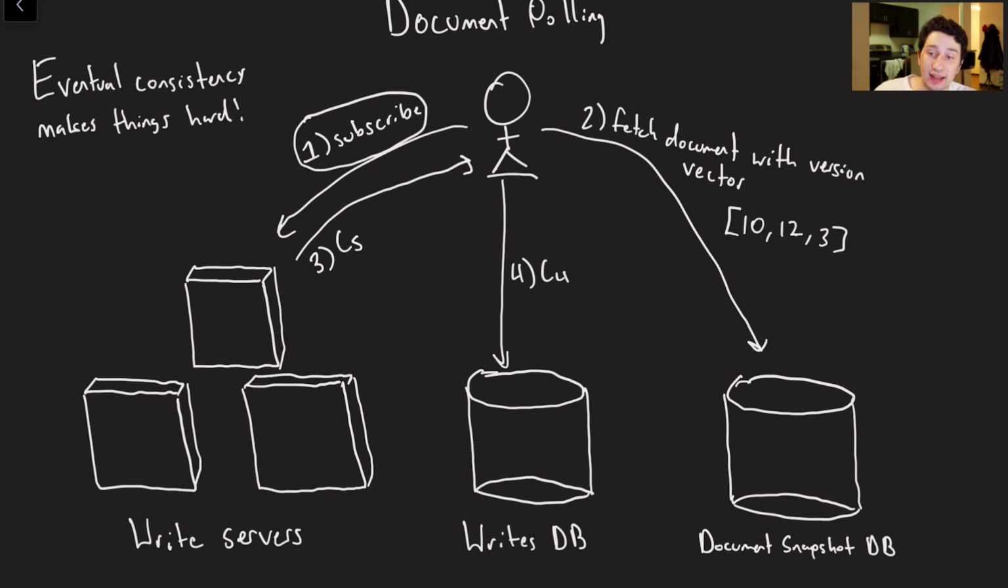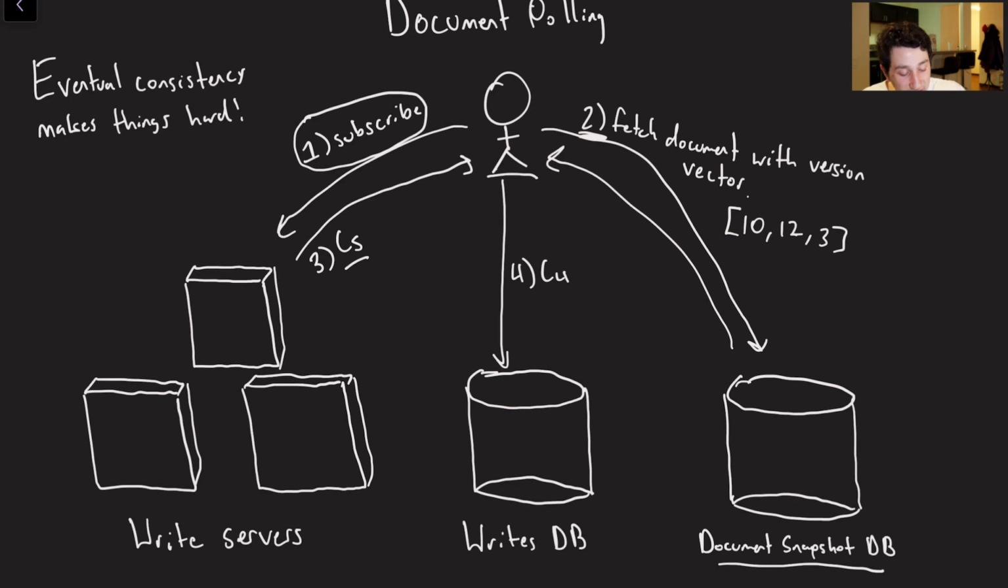So what does this general process look like for new clients that are starting up? Well, the first thing that's going to happen is we're going to subscribe to changes, because we want to make sure that when we subscribe, we aren't going to be missing anything. Now we might get something like a C5 write before we've even fetched the document from our document snapshot database. But because we don't have the precursor writes, we don't have C4 yet, so we have to go fetch that.